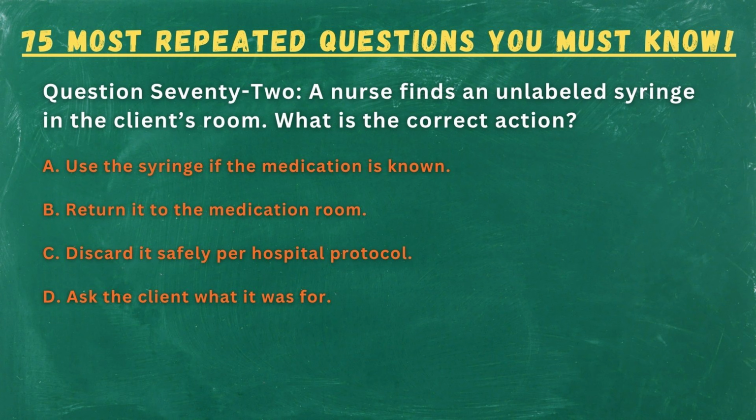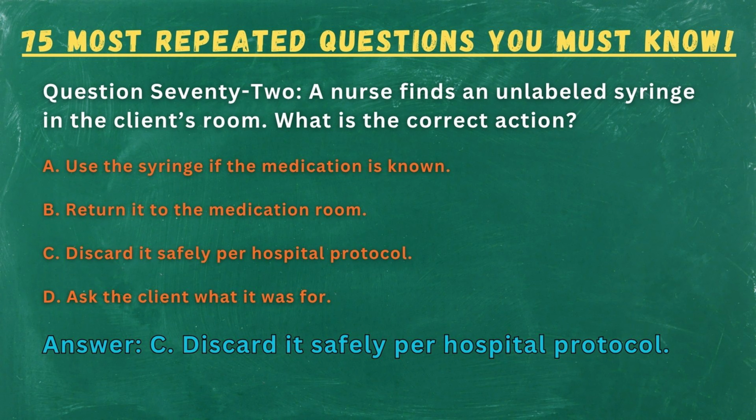Question 72. A nurse finds an unlabeled syringe in the client's room. What is the correct action? A. Use the syringe if the medication is known. B. Return it to the medication room. C. Discard it safely per hospital protocol. D. Ask the client what it was for. Answer: C. Discard it safely per hospital protocol.